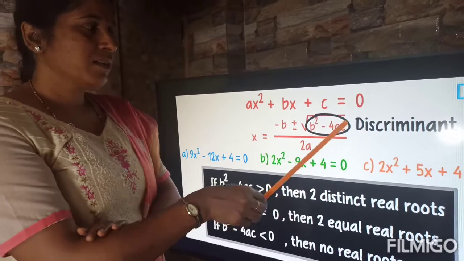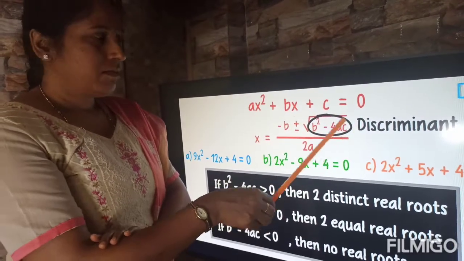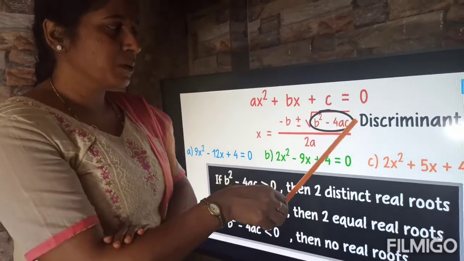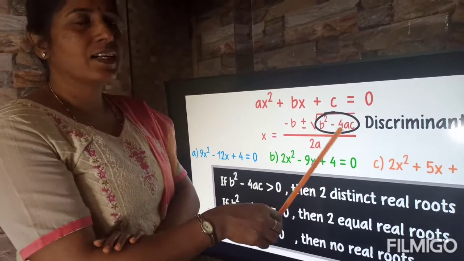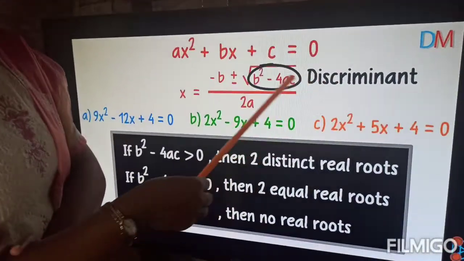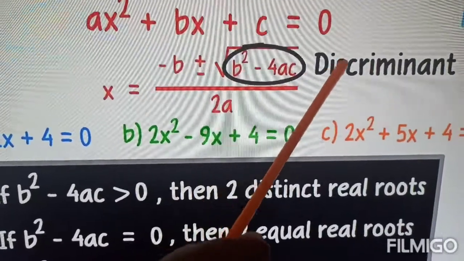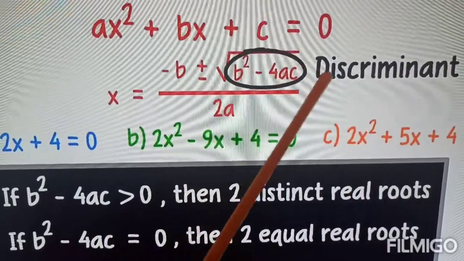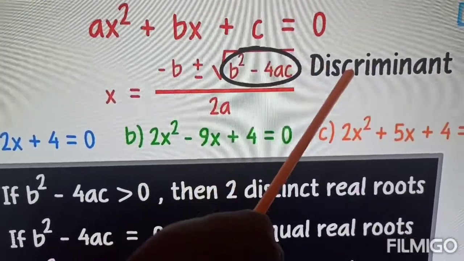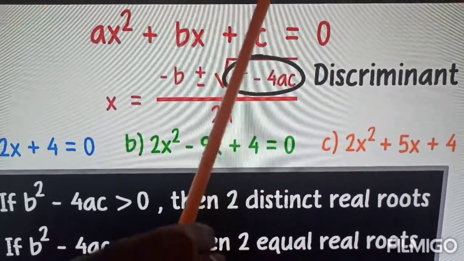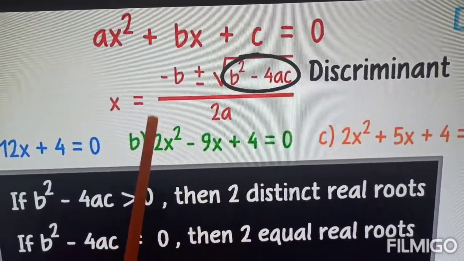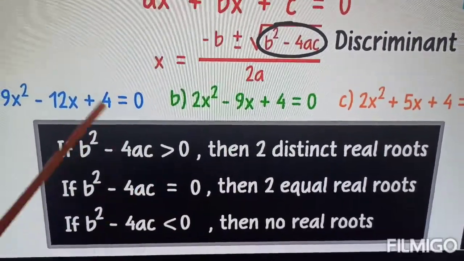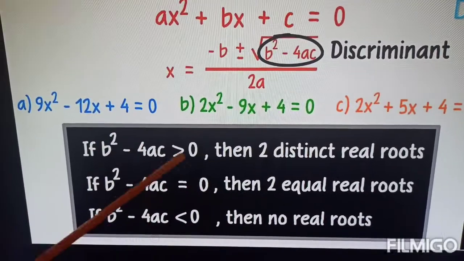From that formula, what are the things here? b square minus 4ac is there under the root. That part we have to take. That is the discriminant value. b square minus 4ac is the discriminant. Only this part I have to take and find the value of, that is the discriminant. Then by that we can calculate the nature of the roots. Already we know the properties of the nature of the roots.